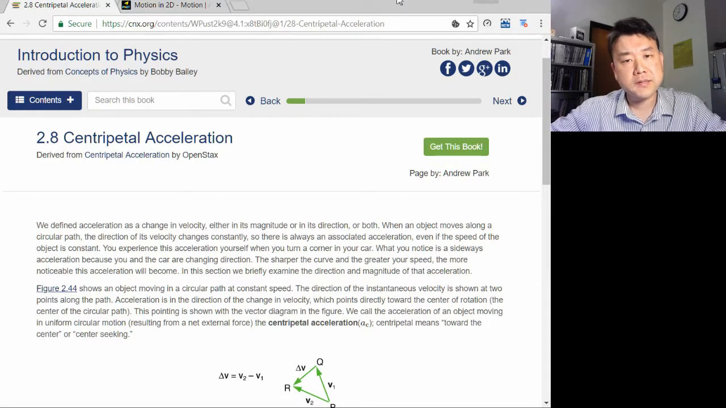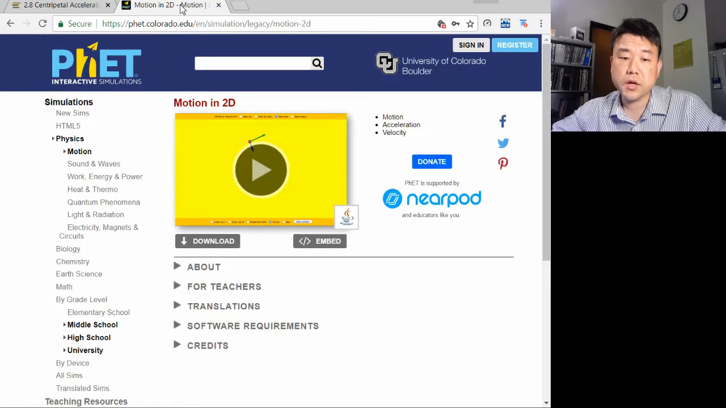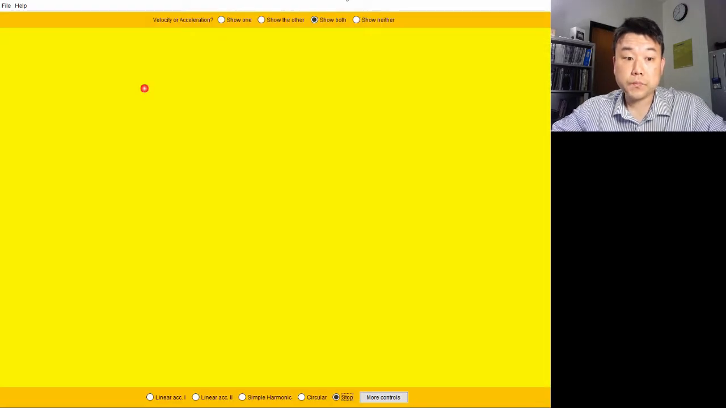Because velocities and accelerations involved in two-dimensional motion can be complicated to describe in words, I will use a PhET simulation called Motion in 2D to illustrate the velocity and acceleration vectors. If you want to try this out, you'll need to download it and run the Java simulation. So this is the Motion in 2D simulation.